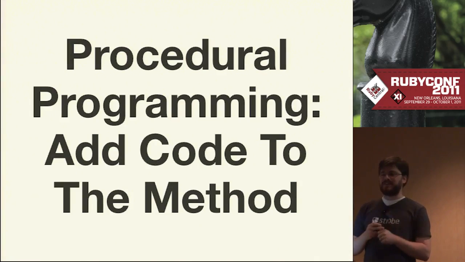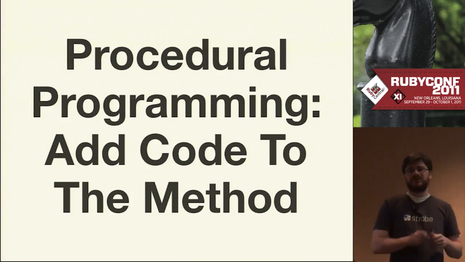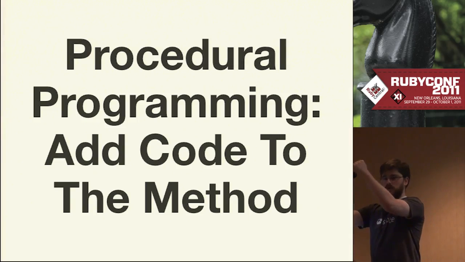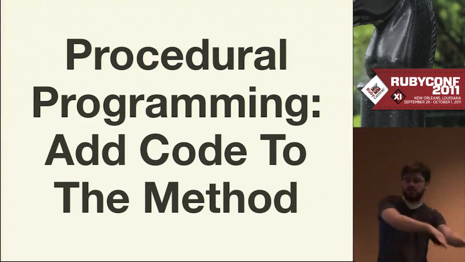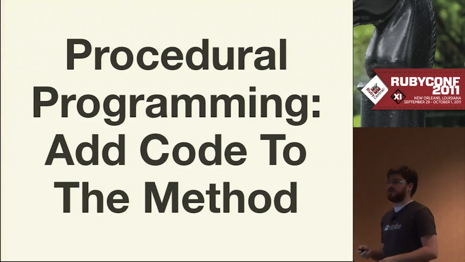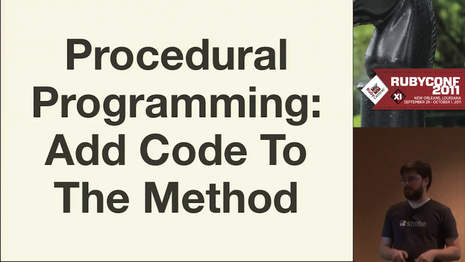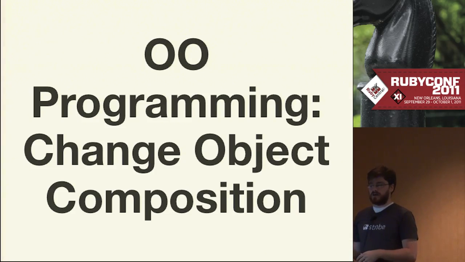Well, you'd go to the method that does it, and you would add code to that method. You would insert, okay, before you do this, you're going to add this code, and then you can do what you were doing before. Whereas object-oriented programming says once an object is complete and it does what you want it to do, in order to modify its behavior, you shouldn't have to change the object itself. You just change the object composition.